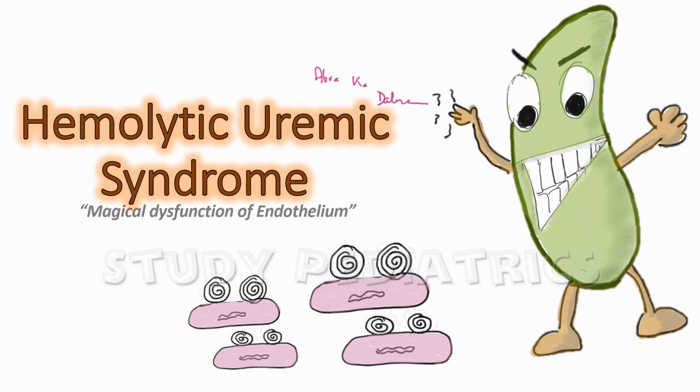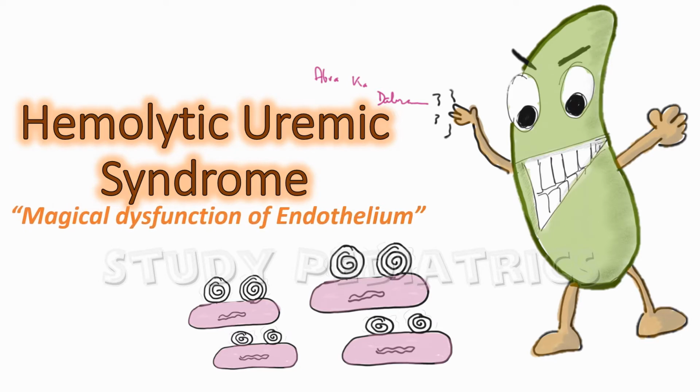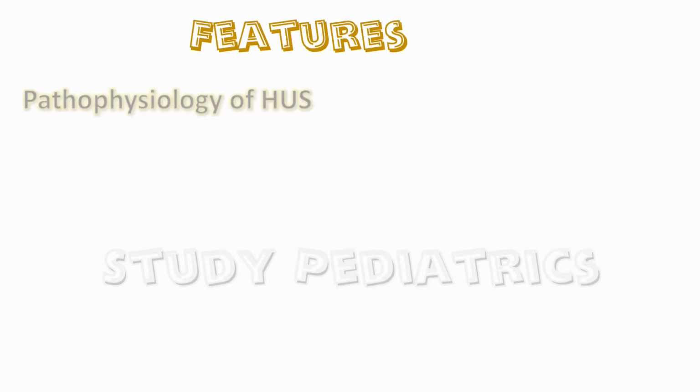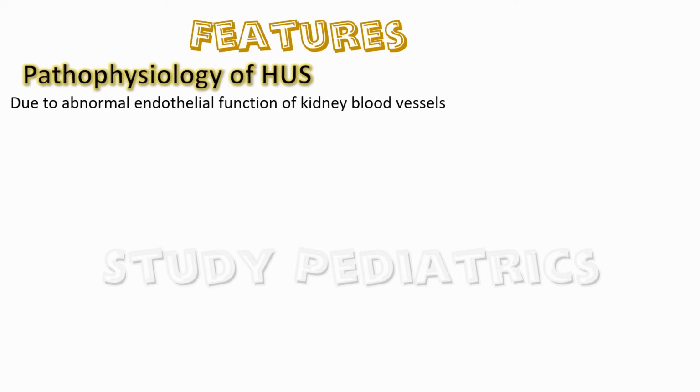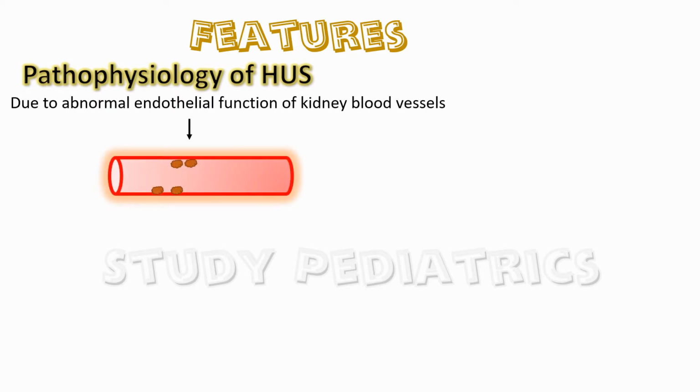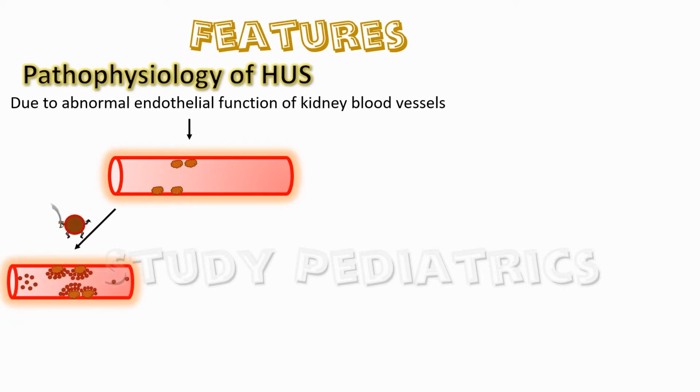Hemolytic Uremic Syndrome, or HUS in short. Let's begin with features. Pathophysiology of HUS. Due to abnormal endothelial function of the kidney blood vessels, there occurs tendency of thrombosis leading to platelet activation and the attachment to the thrombi.